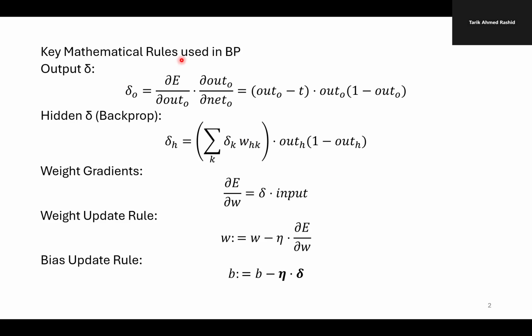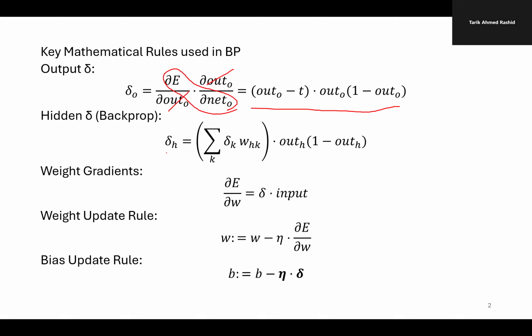Now, key mathematical rules in backpropagation algorithm: delta equals the partial derivative of error over partial derivative of output, then partial derivative of output over partial derivative of net. So if we can say that this goes with this one, then we will get this term, okay? And that term equals this one, and we come to how we can find this one.